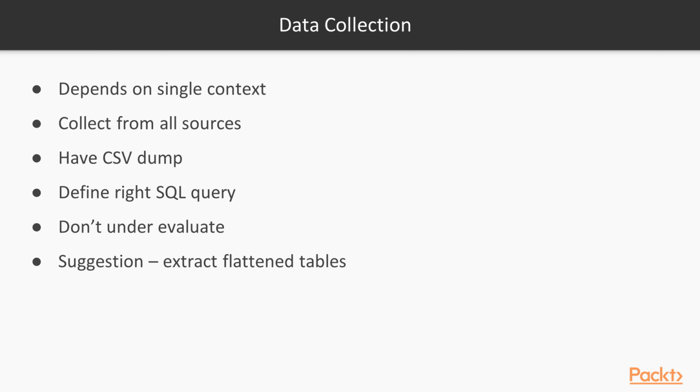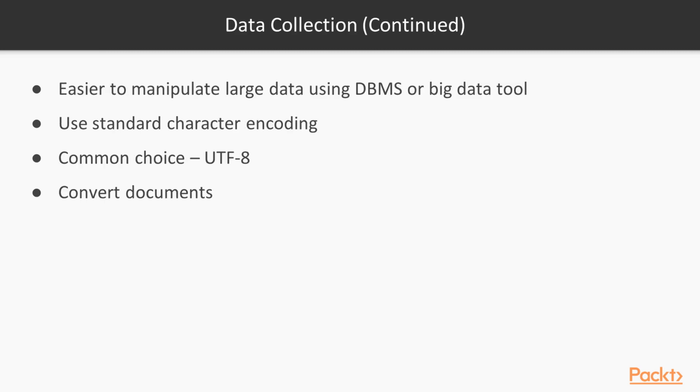I suggest, whenever possible, to extract flattened tables where all the fields are placed on the same row, because it's easier to manipulate a large amount of data using a DBMS or a big data tool, but it can be very time and memory consuming if it's done on a normal PC directly with Python tools. Moreover, it's important to use a standard character encoding for all text fields. The most common choice is UTF-8, but it's also possible to find DB tables encoded with other char sets, and normally it's a good practice to convert all the documents before starting with the other operations.